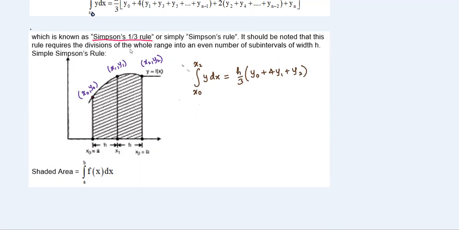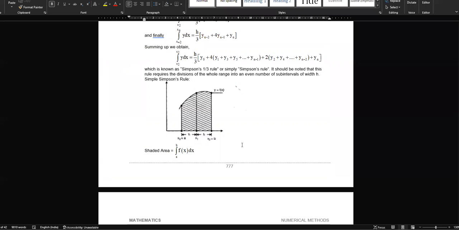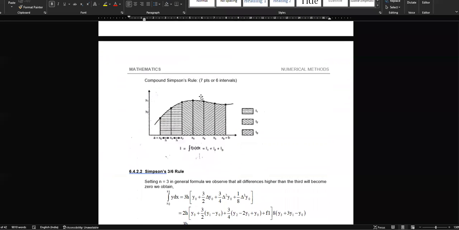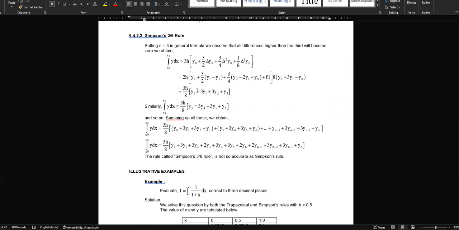One thing is, for Simpson's rule, the whole range should be divided into an even number of subintervals of width h. That is the most critical thing. Now we can do higher level formulas: Simpson's 3/8 rule. It is not the 3/6 rule, it is the 3/8 rule.